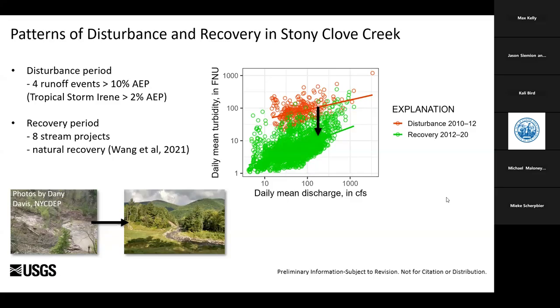We then have a long recovery period that we kind of grouped together here, where there were 8 stream projects done in the watershed and some natural recovery. And other researchers have also noted that both the projects and natural recovery have teamed up to kind of give us some reduction here. And when we look at our data during this recovery period, we can see more than an order of magnitude decline in turbidity values through the range and discharge. One thing to note here is that there's a lot of variability during that recovery period, and we're still seeing the occasional high values at that low end. So we still have some chronic sources within the watershed.